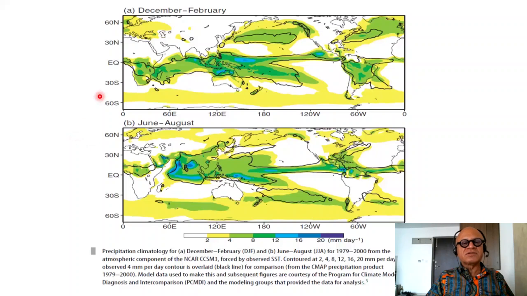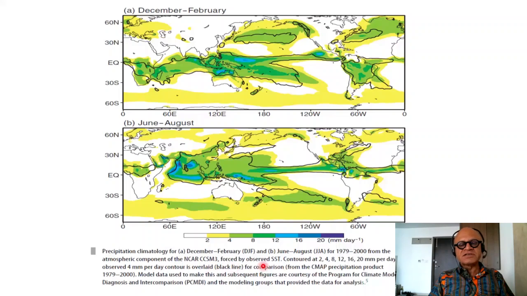So models need to be evaluated, and they are evaluated in many ways. We'll just look at very brief examples of how they are typically looked at. So here are the December to February and June to August rainfall, so precipitation climatologies for DJF and JJA, which is jargon often used, averaged over 1979 to 2000 from the atmospheric component of the NCAR CCSM3. NCAR is the National Center for Atmospheric Research in Boulder, Colorado. CCSM3 is the Community Climate System Model version 3.